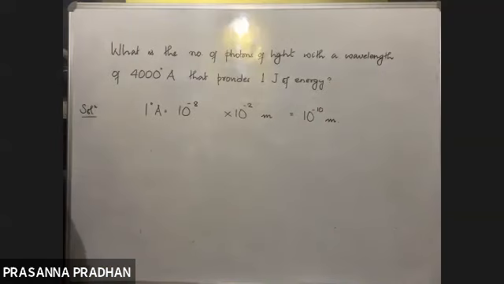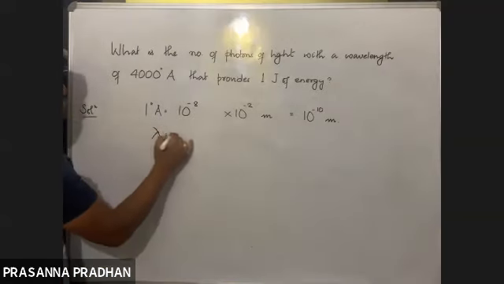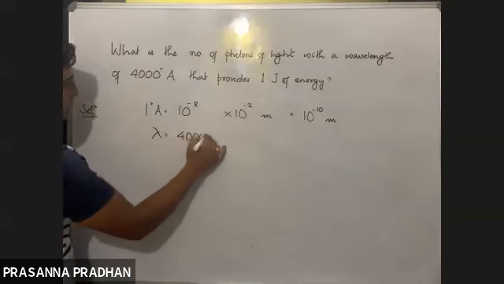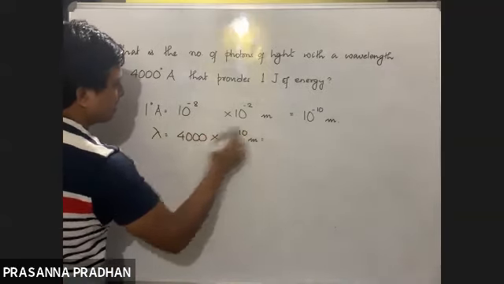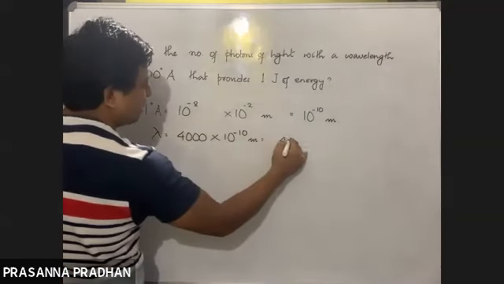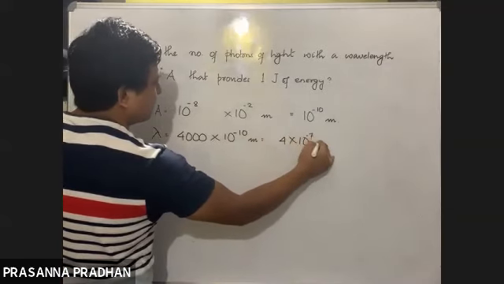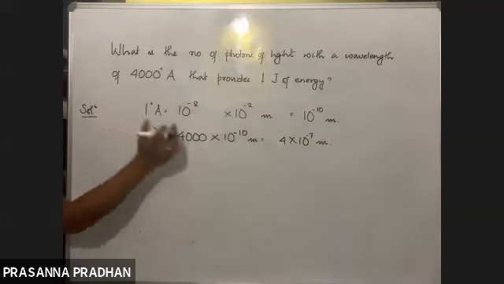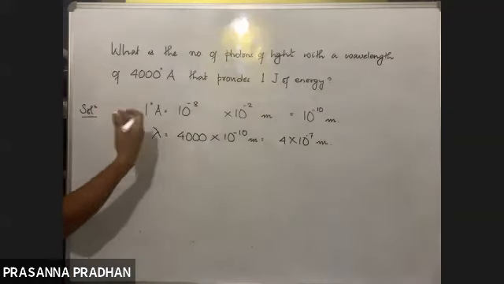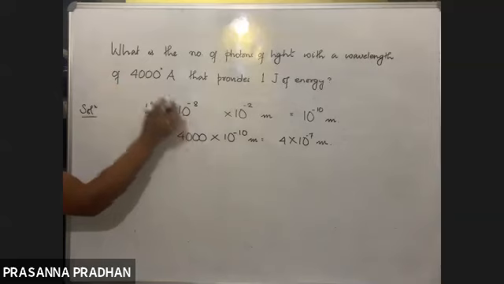So what is the wavelength now? Wavelength equals 4000 Angstrom, means 4000 into 10 to the power minus 10 meter. So this will come out to be 4 into 10 to the power minus 7 meter. Now the question says, what is the number of photons which has a wavelength of this that provides 1 joule of energy?